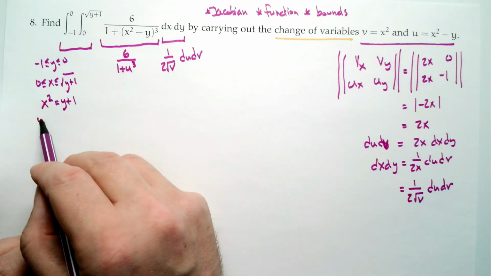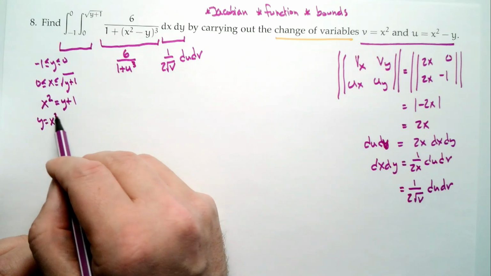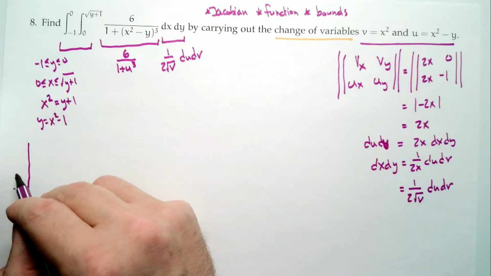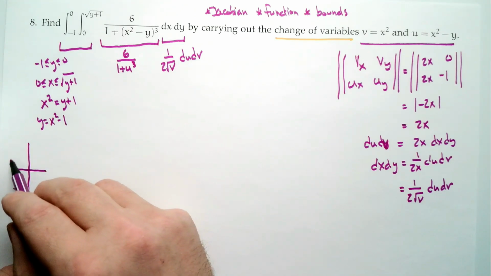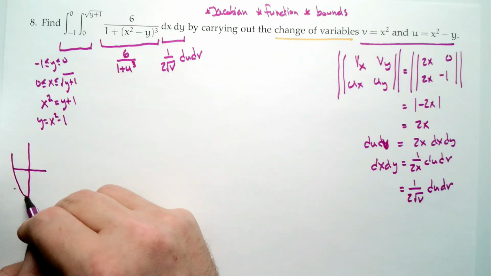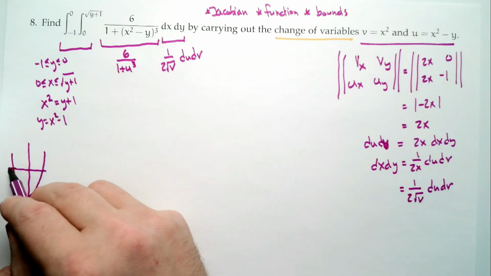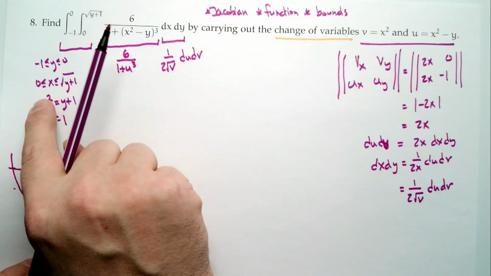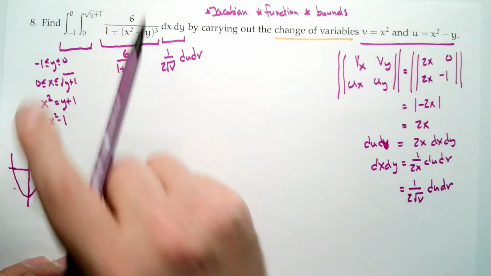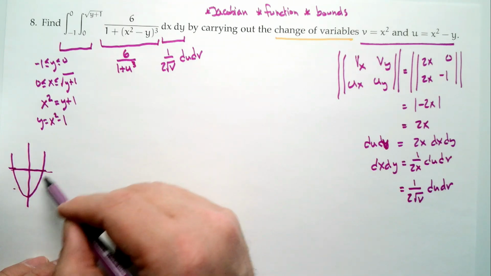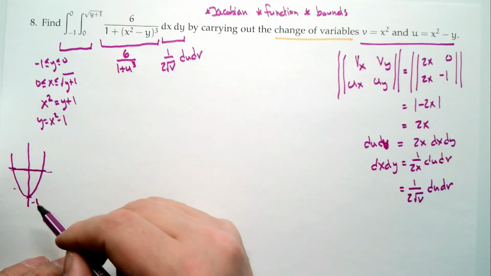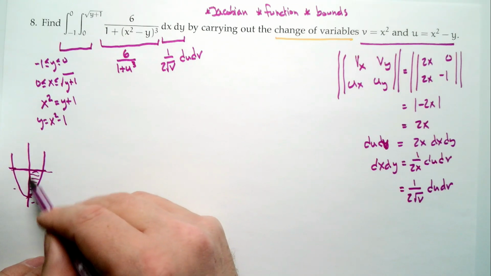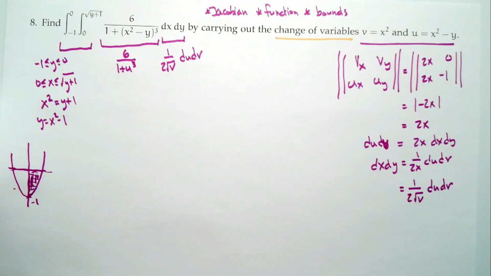Or if you like, y equals x squared minus 1. So that's a little bit easier to visualize. So I have this curve y equals x squared minus 1. So it's a parabola that goes down. And now, where does x go from? Well, first off, y goes from negative 1 up to 0. 0 is the axis, negative 1 is the bottom here. And then x goes from 0 to the right-hand side. So this is my shape.